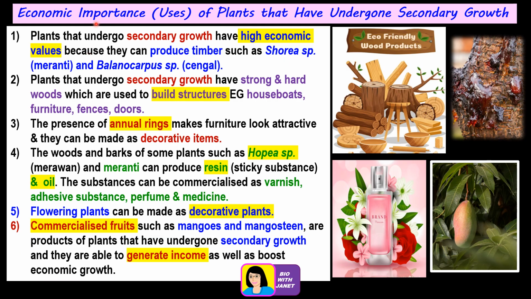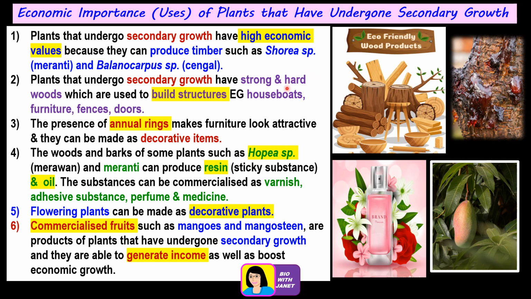Finally, let's finish up with the economic importance or uses of plants that have undergone secondary growth. So plants that have undergone secondary growth, like the big trees, have high economic values because they can produce timber, such as Shorea species, Meranti, and Belanocarpus, or a species of chengal, right? So these are teak. They can produce teak, which is a type of wood that's hard and long-lasting, right? Unless they are eaten by white ants.